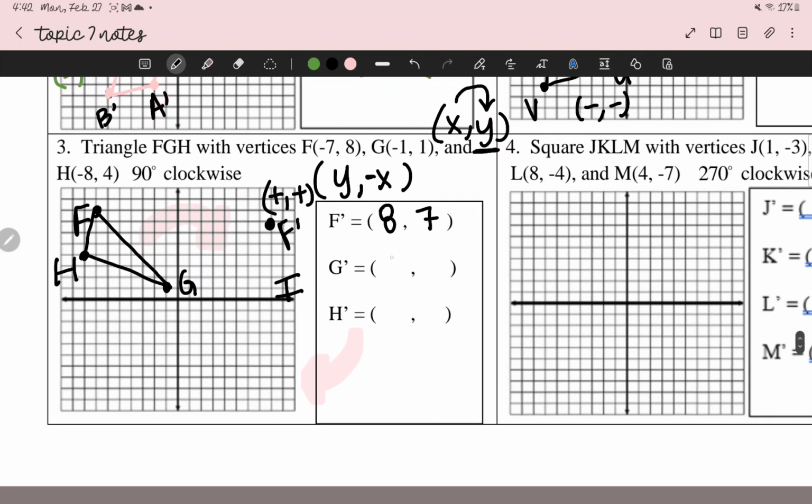All right, g should be 1, 1. Oops, let me move where I put this g. 1, 1, which is g prime. And h was originally -8, 4. It should be 4, 8 here. 4, 8 is my h prime. All right, and that looks great. Okay, looks perfect. All right, so I know I'm good here.